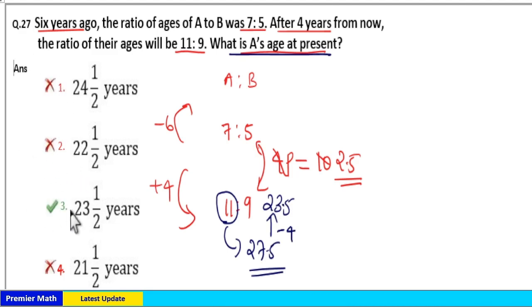Present age means before 4 years. After 4 years from now, A's age is 27.5. Then present age is equal to 23.5.